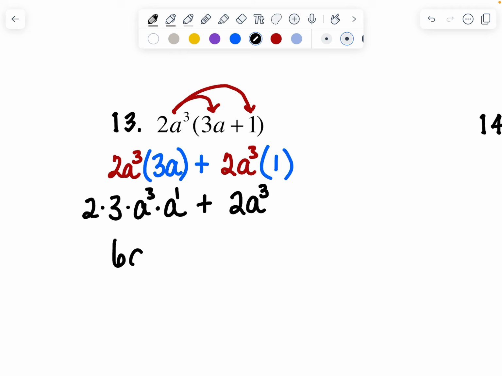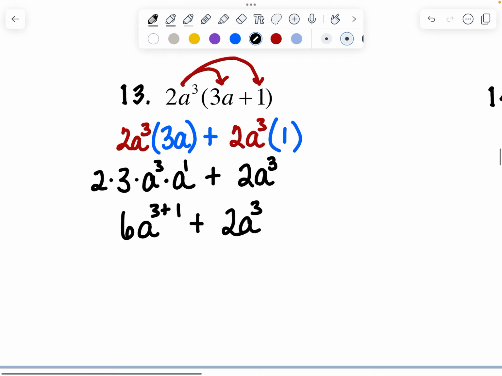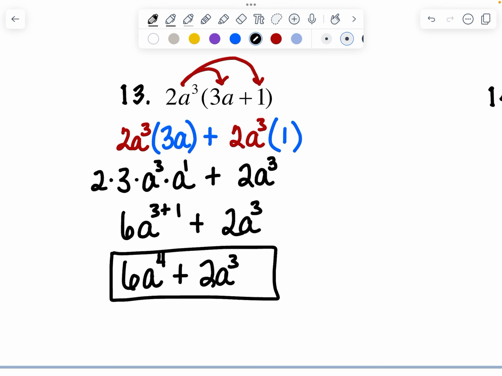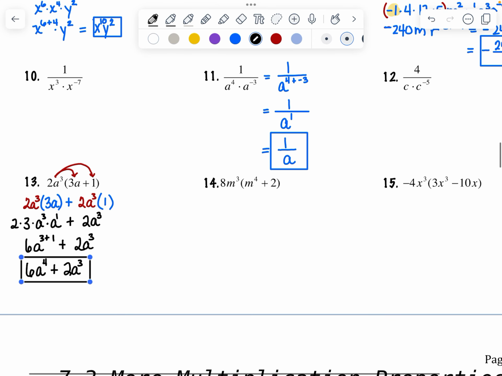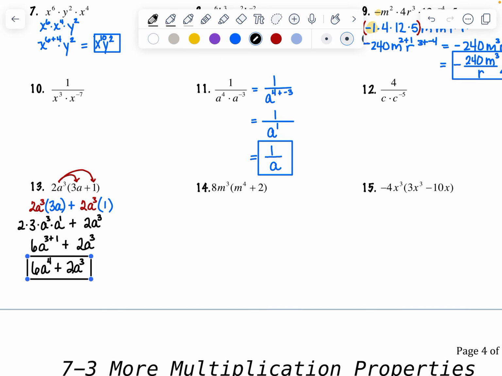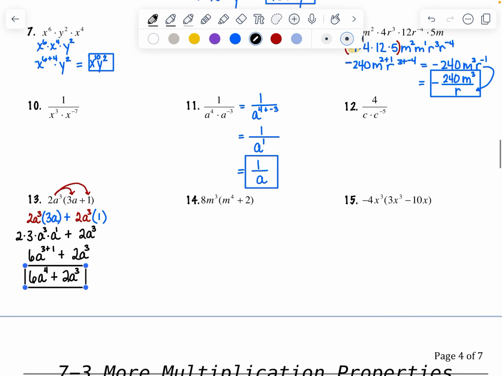So now we get 6a to the 3 plus 1 power. You're probably already miles ahead of me on this, but that's okay. That's good. That's where you want to go. You get 6a to the 4th power plus 2a cubed. Okay, and there you have it. Now we're going to do one more, and then we're going to take a break, and you guys are going to try some on your own in between, and then we'll go back and turn the second video on if you need to review it.